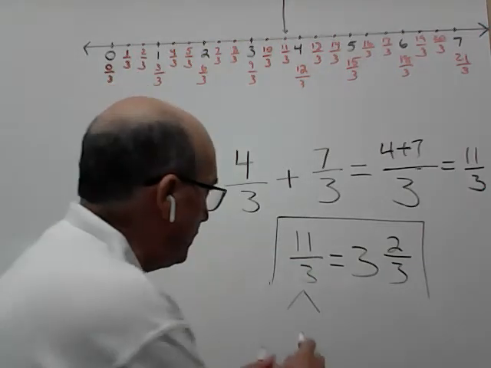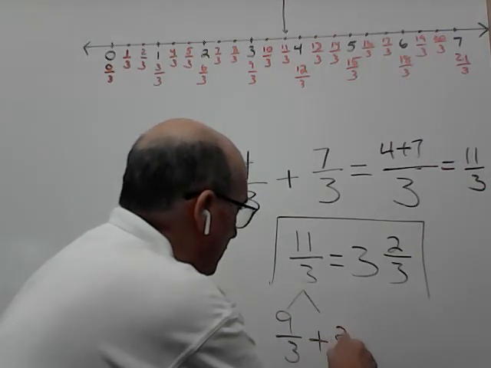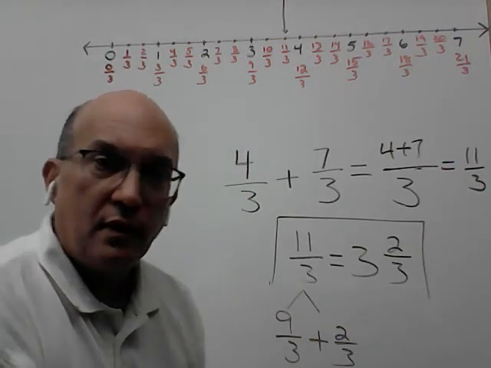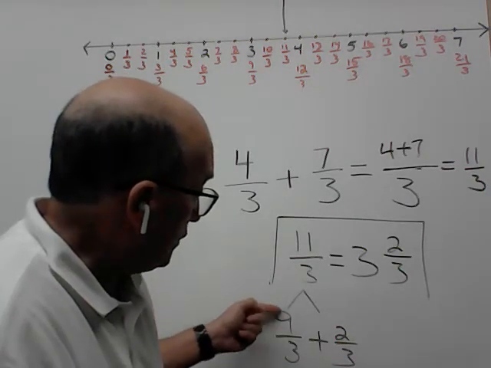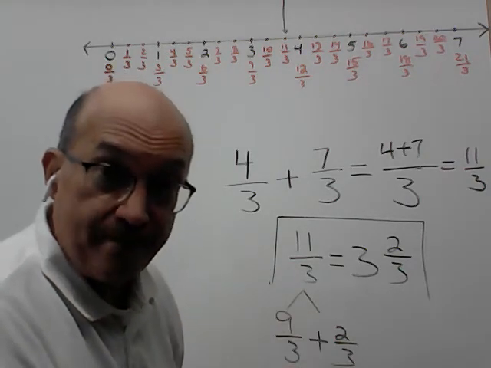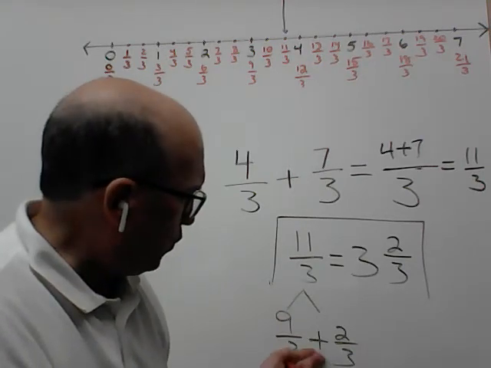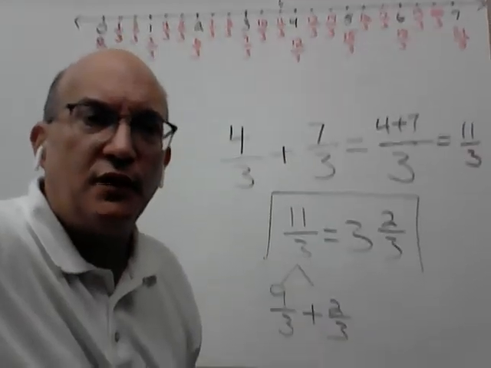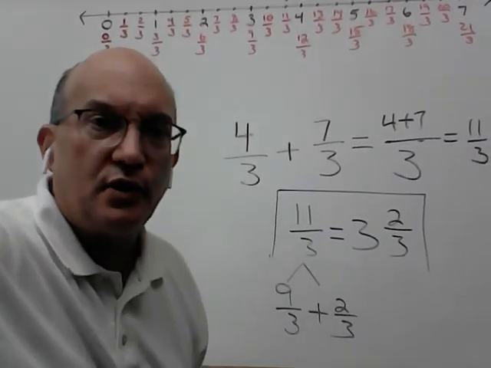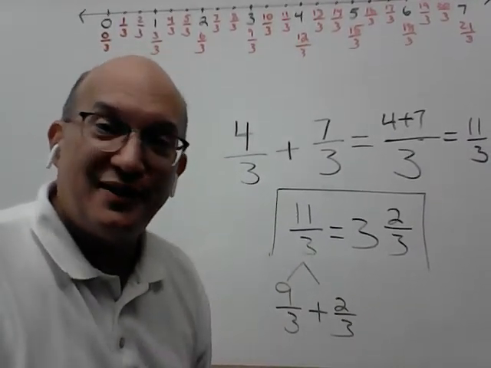Let's think of it this way. 9 thirds plus 2 thirds. Now, isn't that a true statement? Isn't 11 thirds equal to 9 thirds plus 2 thirds? Certainly is, right? But why is this more helpful? Why is it more helpful to think of the 11 thirds as 9 thirds plus 2 thirds? Well, it's because 9 thirds is 3, right?